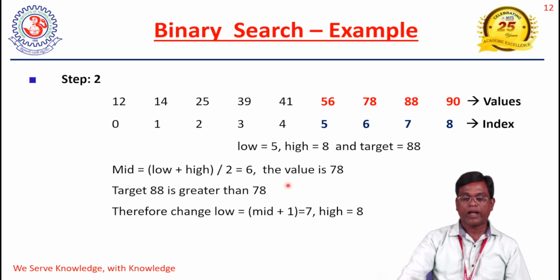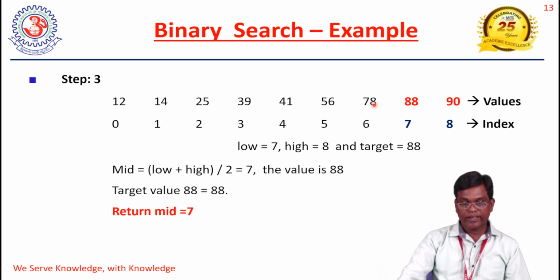So again I can reduce this list of elements into approximately equal halves, and do the search process again. To do that, we are going to modify the low pointer to mid plus 1, that is 7, and the high pointer to 8. Now the search process is done with only two values, 88 and 90. As we said previously, the low pointer is 7, the high pointer is 8, and the target that we want to search is 88.